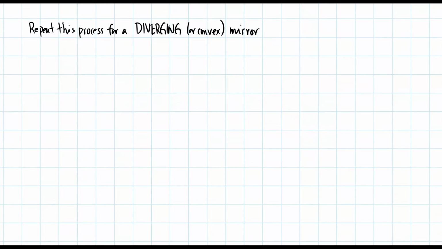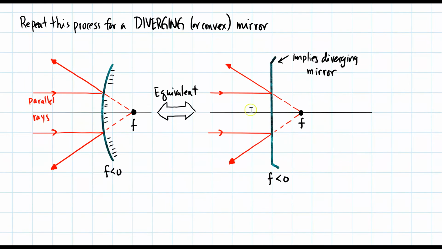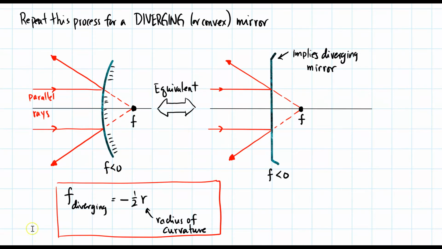Now we want to repeat this process for a diverging or convex mirror. Parallel rays come in along the central axis. This type of mirror will diverge the light away, but it appears as if the light is originating from behind the mirror. This is called a negative focal point. So the equivalent diverging mirror is the straight line, where these bent ends here imply a diverging mirror, and the focal length here is negative. The diverging focal length is -1/2 times r, where r is the radius of curvature.